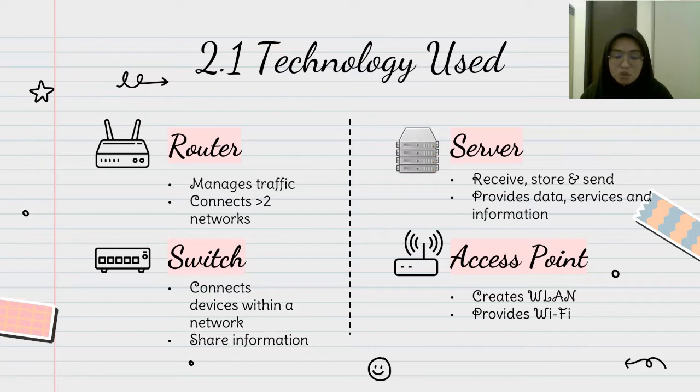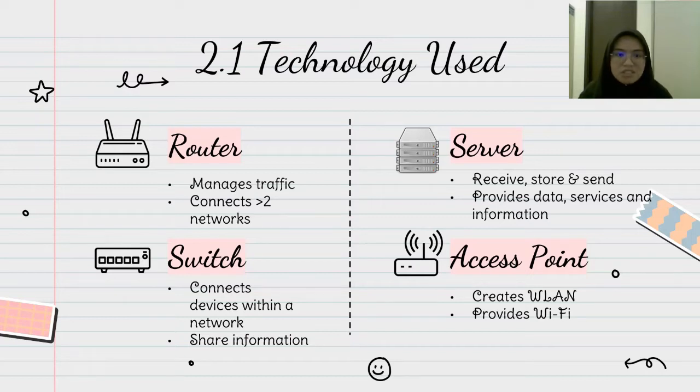It is used to send data packets according to its IP address, and it also manages traffic by sending data packets to their destination. Most routers connect to local area networks, LANs, or wide area networks, WANs, and it is used to connect two or more networks. The next one is switches.